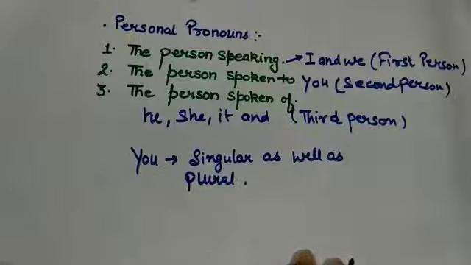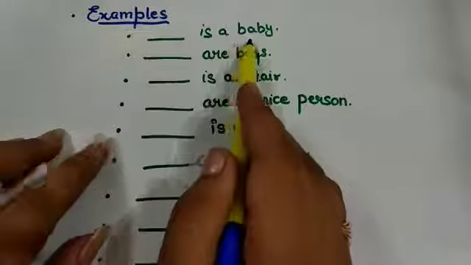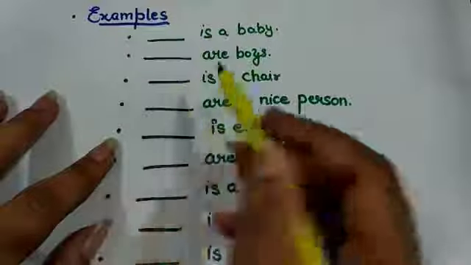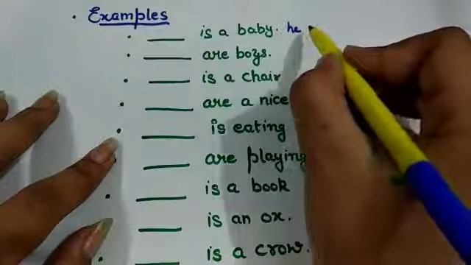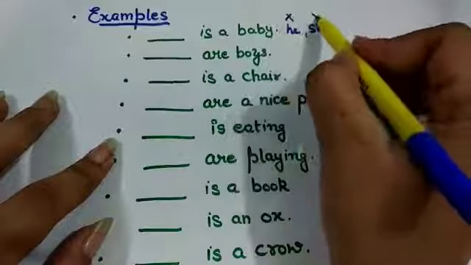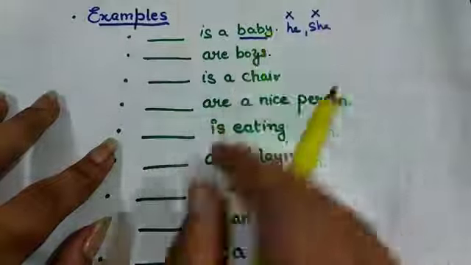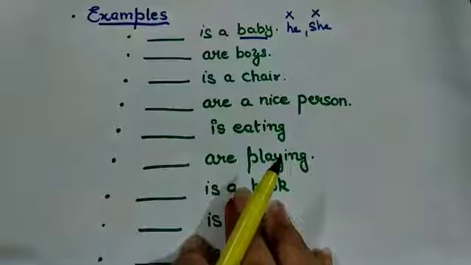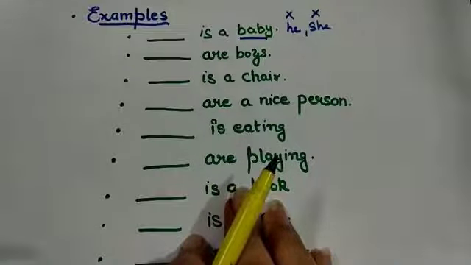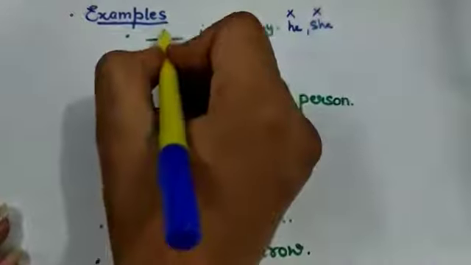Let us see a few more examples so that the concept gets clear on how we can use personal pronouns. Okay, the first example is dash is a baby. Now here some of you will fill in he, she like this. But let me tell you, both are wrong because baby is a word which is not clarifying whether the baby is a girl or a boy. So baby is a common word for both girls and boys. So here I will put it.